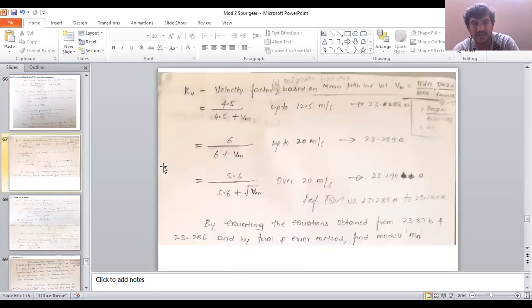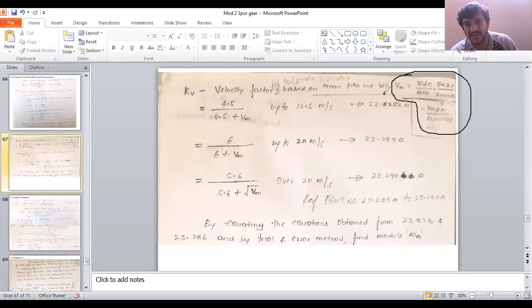Then next, what is kV? Velocity factor that depends upon the mean piston velocity. Mean piston velocity is pi dn by 60,000, where we consider the weaker member. Again, d is equal to module into z divided by cos beta. That terminology will come here.